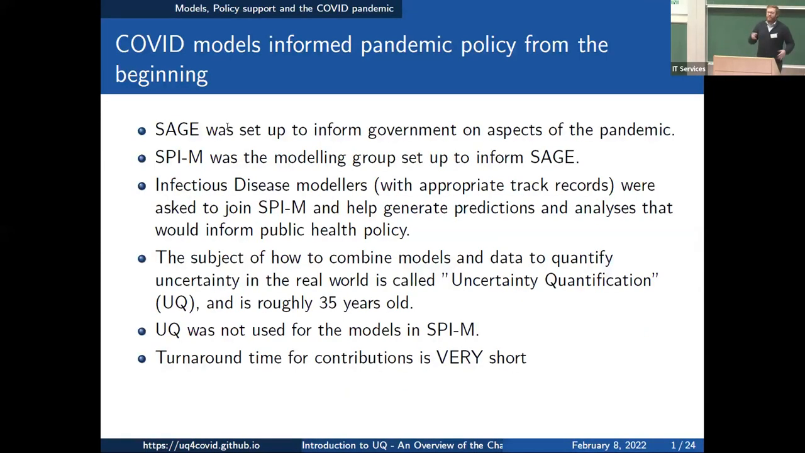So everybody knows that models were used to inform pandemic policy. We all watched briefings, we saw projections from models, and in terms of the public consciousness, we were aware that SAGE were providing this information. And if you listen to Chris Whitty or Patrick Vallance, they would mention quite frequently SPI-M, which was a part of SAGE where all the modelers were.